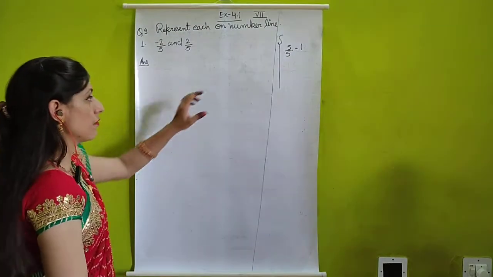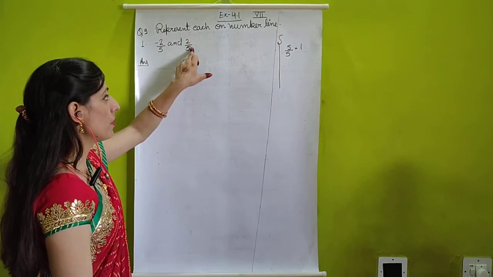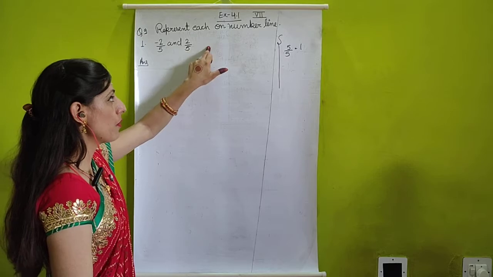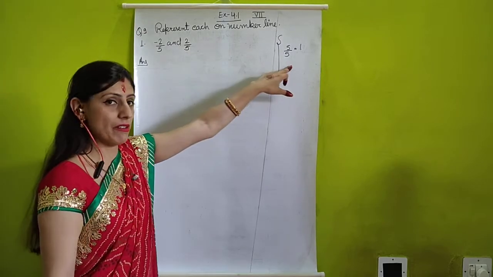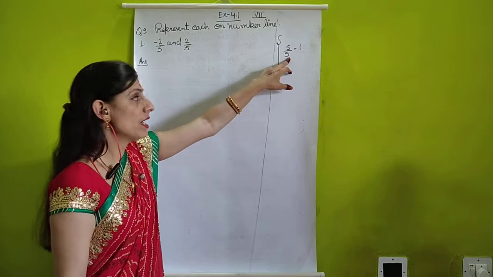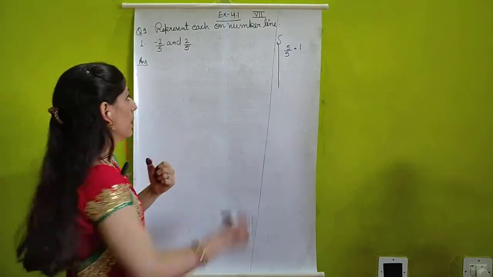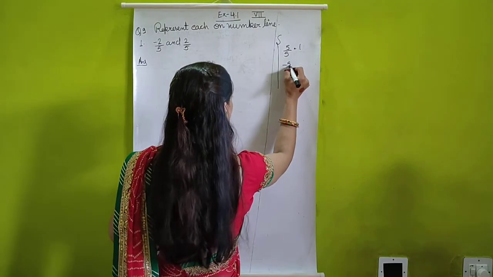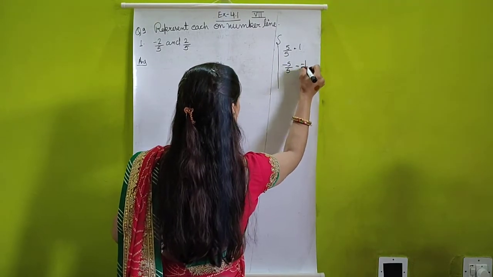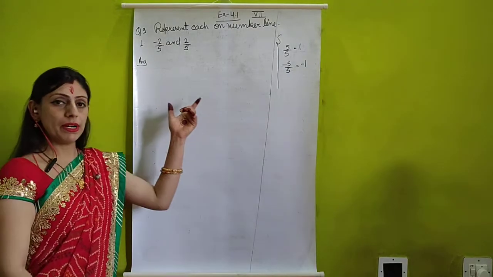Okay students, 5 upon 5 will be 1. When you go 2 upon 5, 3 upon 5, 4 upon 5, 5 upon 5, then 1 will come. It means this will come between 1 and 0, and this will come between 0 and minus 1, because minus 5 upon 5 will be minus 1. Okay students, now I am drawing the number line.